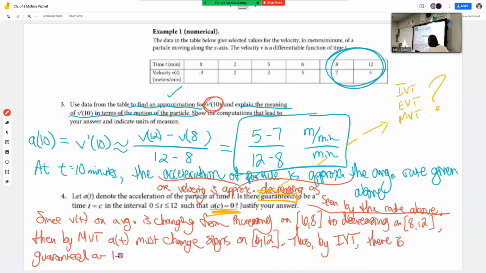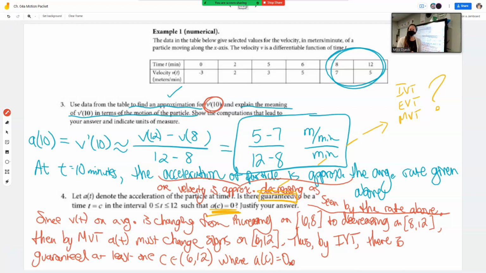At least one C, within, careful, open parentheses, 6 to 12. I'm just stating the theorem where A of C equals 0. I'm using their lingo. I'm using what I know about my theorems.